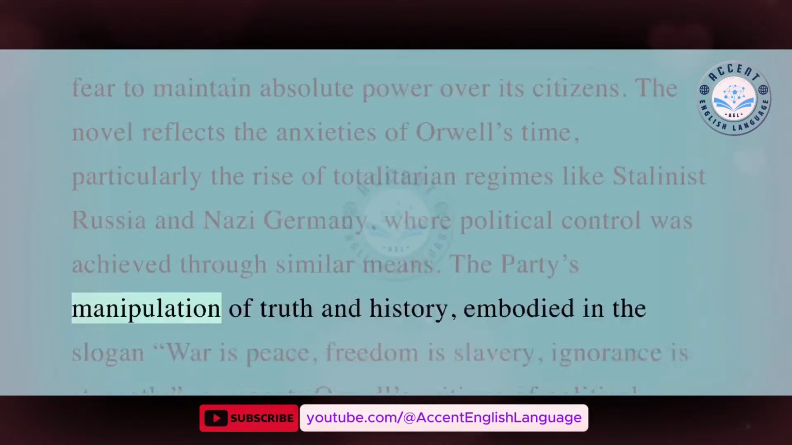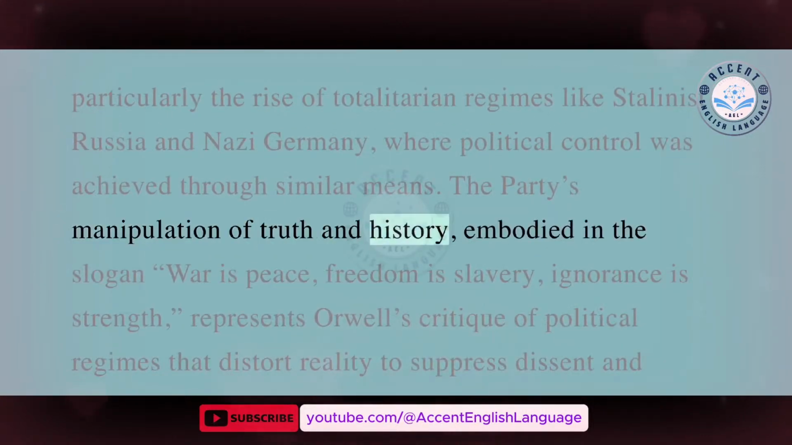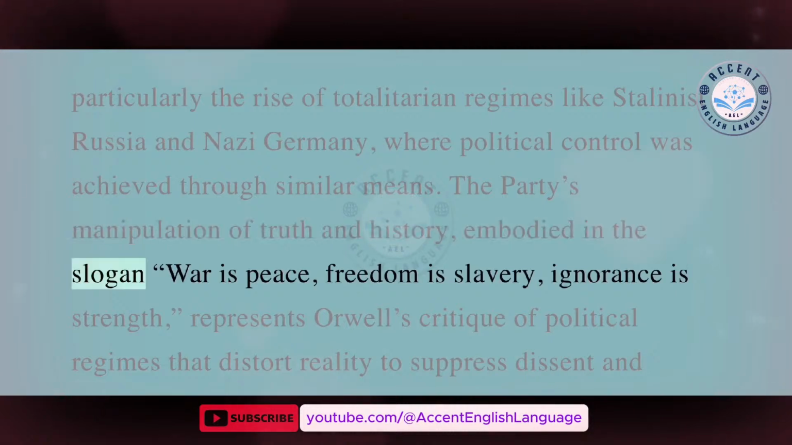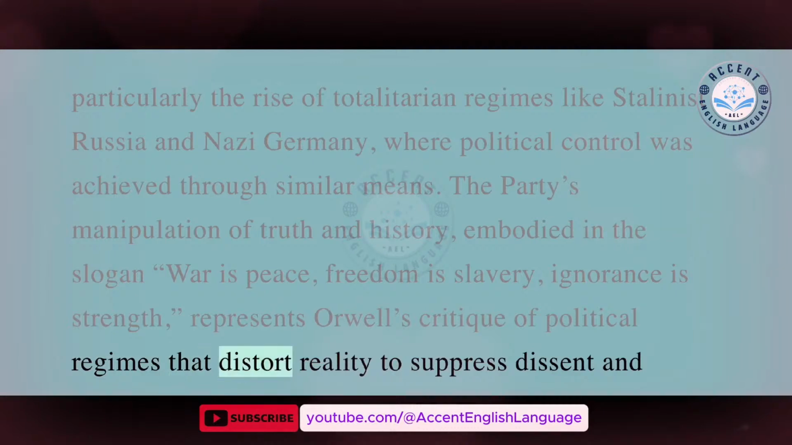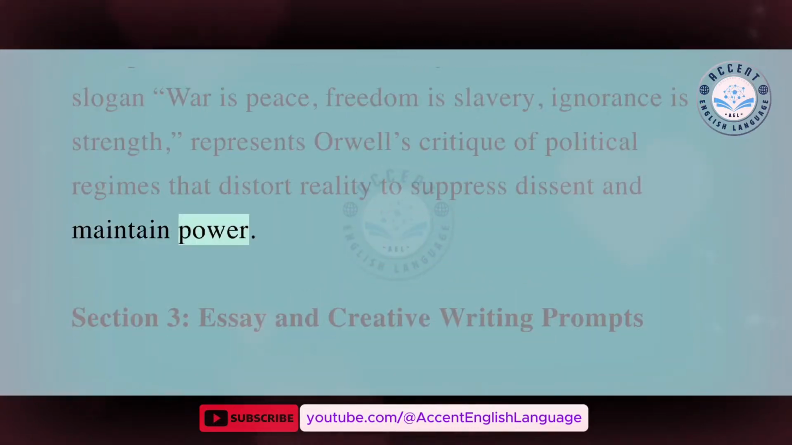The party's manipulation of truth and history, embodied in the slogan, "War is peace, freedom is slavery, ignorance is strength," represents Orwell's critique of political regimes that distort reality to suppress dissent and maintain power.